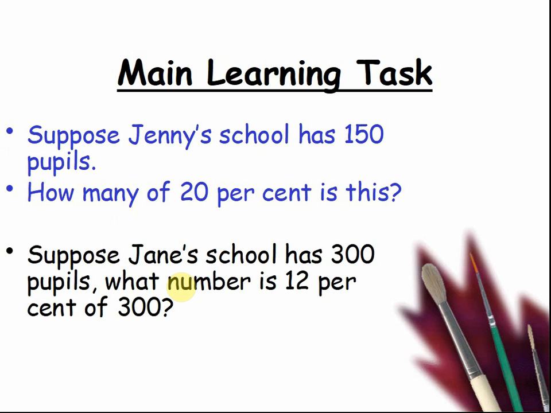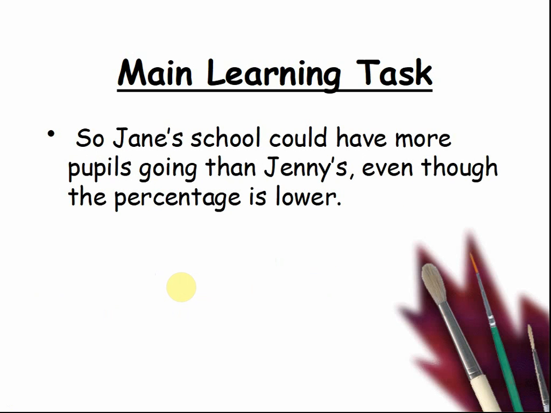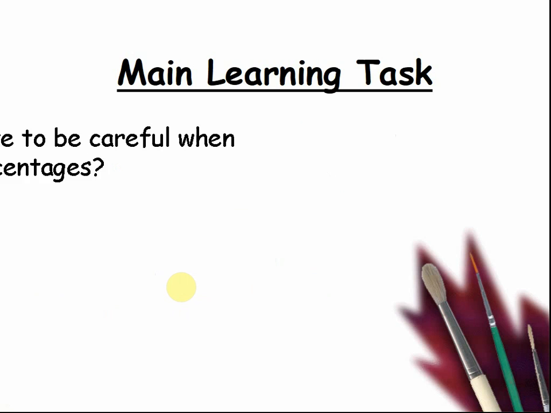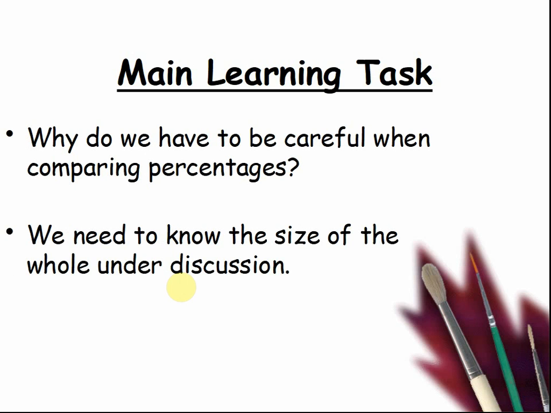Suppose Jane's school has 300 pupils. What number is 12% of 300? Pause the video and work it out. How might you work this out? Discuss your strategies as a class. Pause the video and discuss it. So, Jane's school could have more pupils going than Jenny's, even though the percentage is lower. Why do we have to be careful when comparing percentages? We need to know the size of the whole under discussion, or you could be very misled.